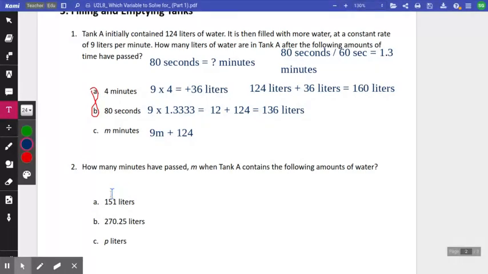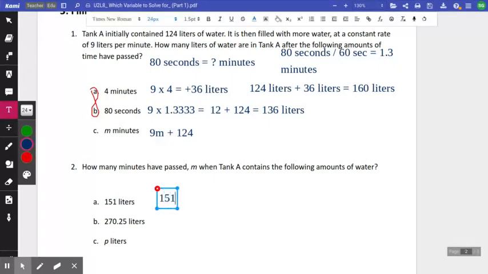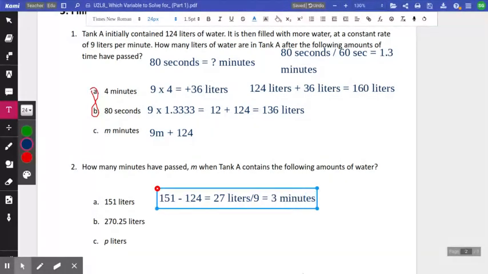Well, for A, if there's a total of 151 liters after some time has passed, first thing we could do is take the 151 and subtract out that starting amount of water. When I do that, I'm left with 27 liters of water. If I'm taking out that starting amount, that's going to tell me how much water has been added over the time. If 27 liters of water have been added as time has gone by, remember there's 9 liters of water being added per minute, we could take those 27 liters and divide it by the 9 liters per minute, and that tells us, well, 3 minutes must have gone by.